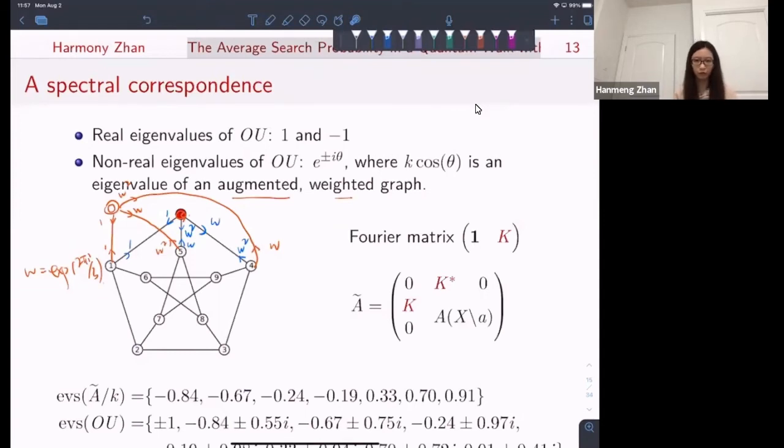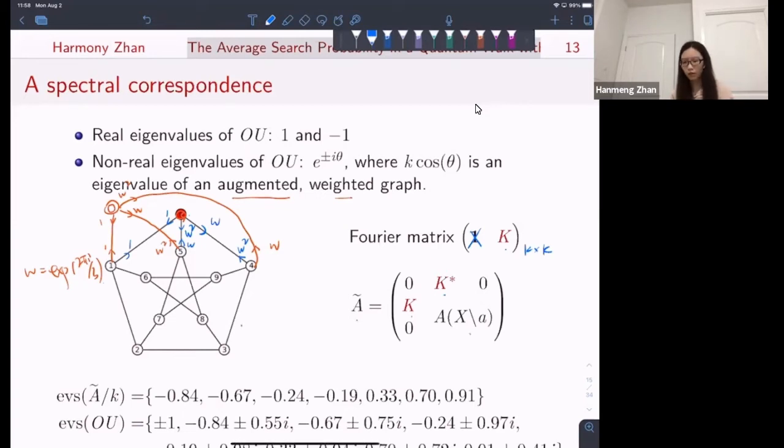So all its eigenvalues are real. And in general, if you have a k-regular graph, then you can construct the Hermitian adjacency matrix in the following way. Take the k by k Fourier matrix, throw away the first column, then the rest of them will contain k-th roots of unity. And now in your adjacency matrix, you replace the first row, which should be the row that indicates the neighbors of the red vertex, by K and K conjugate transpose, and keep all the rest as before. So this A tilde gives you the adjacency matrix of that weighted augmented graph.